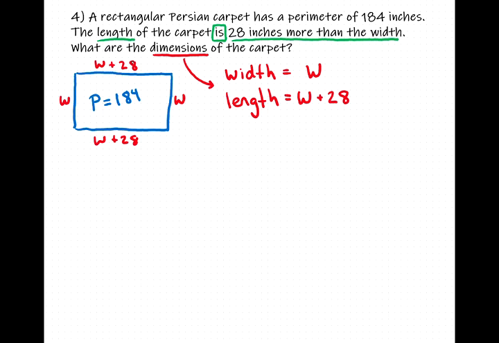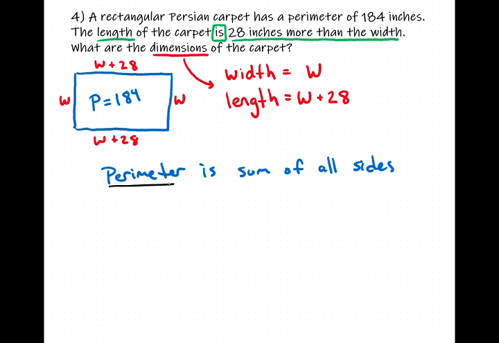All right, so now we could create an equation to use. And we know something about the perimeter. By definition, the perimeter is the sum of all the sides. The perimeter is equal to all the sides added up. So we know this: perimeter is the sum of all sides. All right, so let's put that into an equation.